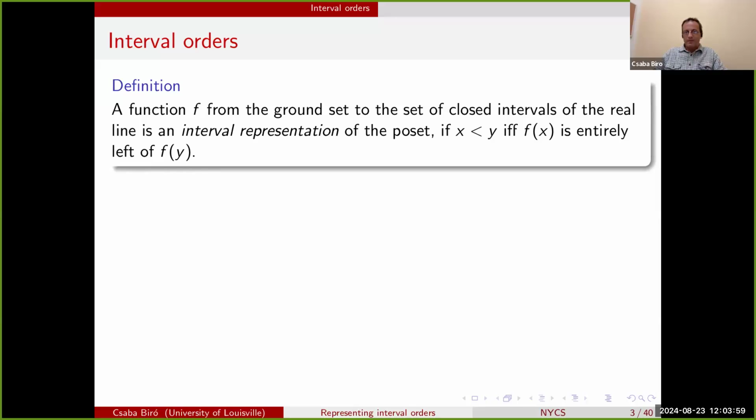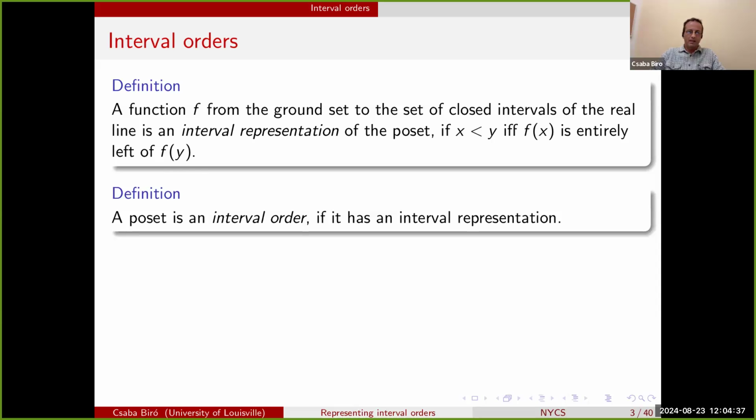We call it an interval representation if, for two comparable elements of the poset, let's say x and y, x is less than y implies back and forth, so it implies and is implied by the fact that f(x), which is an interval, is entirely left of f(y). So basically, we're mapping the poset into intervals in a way that the order of the intervals represents the poset. And because this is an if and only if, it also means that if two elements are incomparable, the intervals must be overlapping. So a poset is an interval order if it has an interval representation.